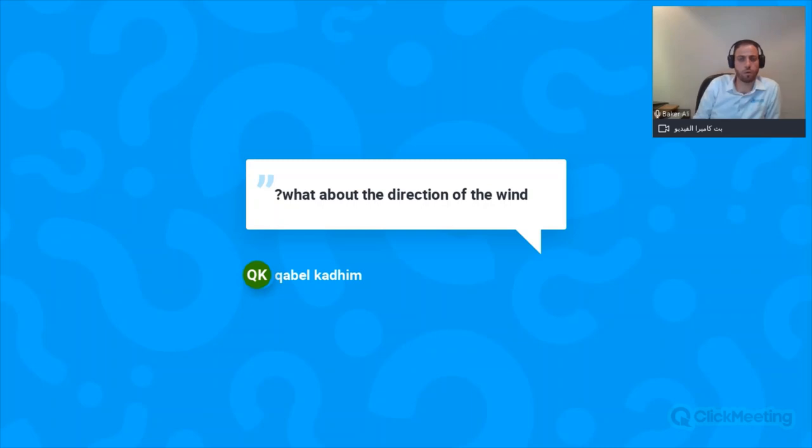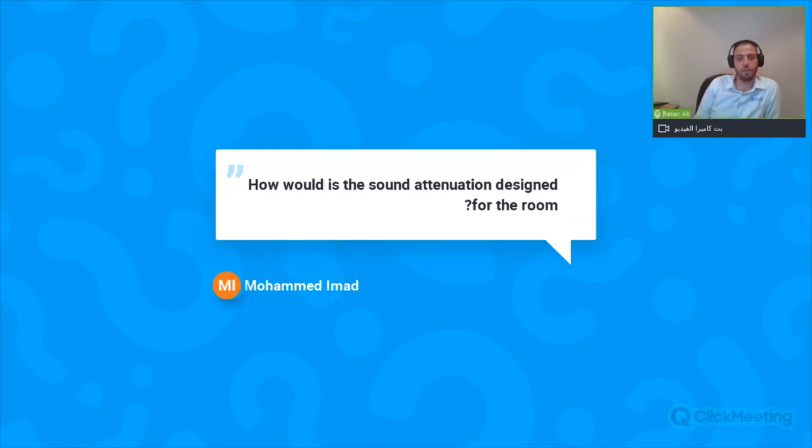What about the direction of the wind? I don't understand what you mean. If you mean the direction of the wind outside the generator room, there is no consideration for this, since the radiator fan is sucking the air from the air inlet. So there is no need for any force to push the air inside the room.